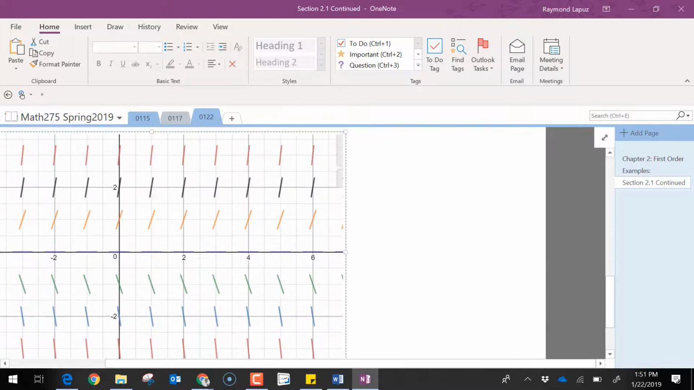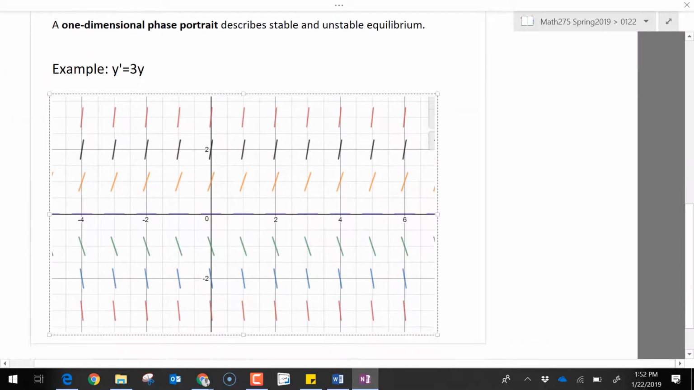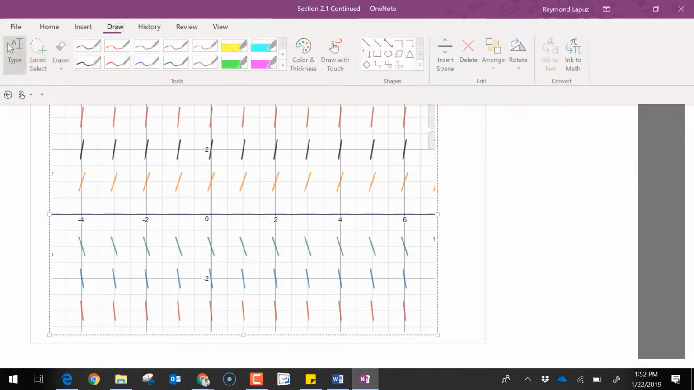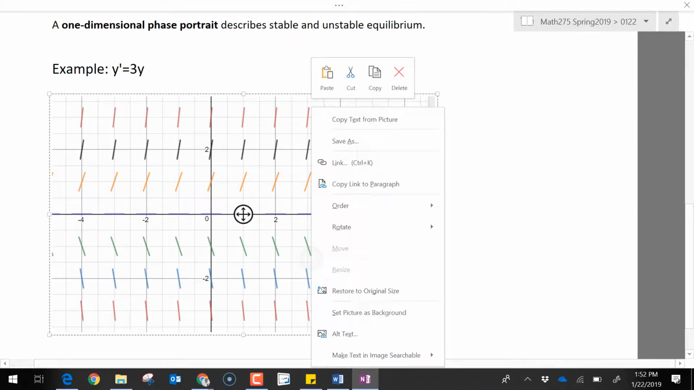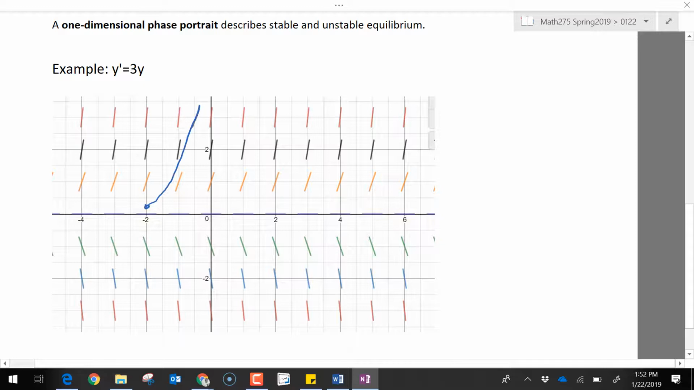Let's imagine how a solution curve might look. It kind of depends on where you are. If we're starting over here, maybe over here somewhere, then your graph might look something like this. That's probably a bad looking solution curve.